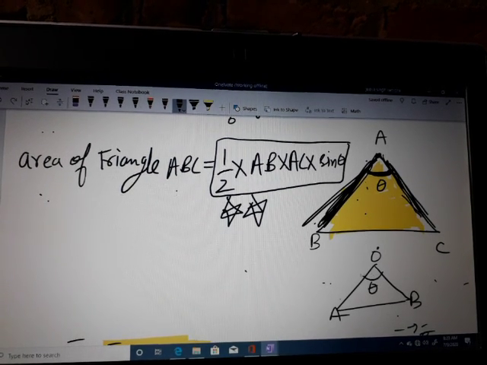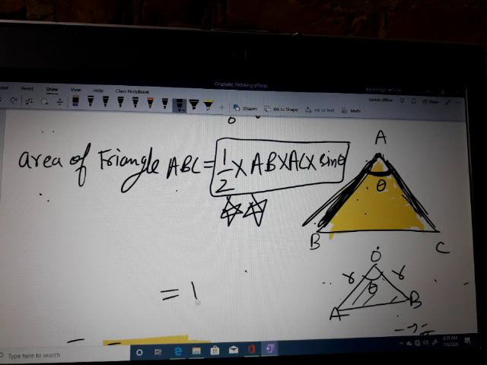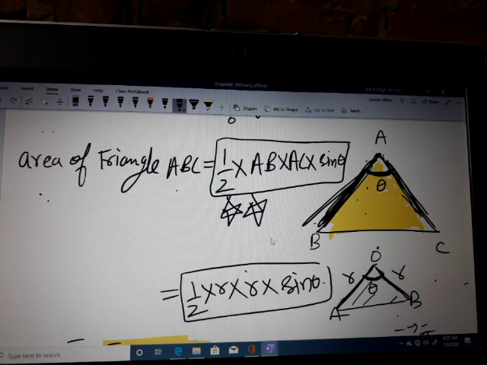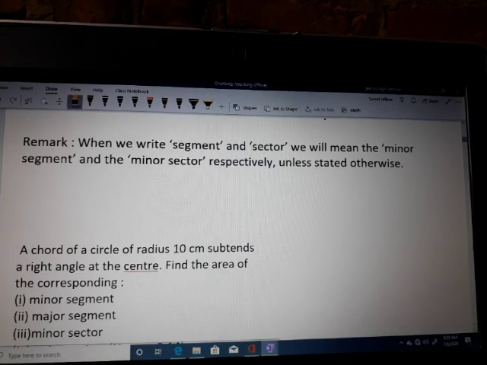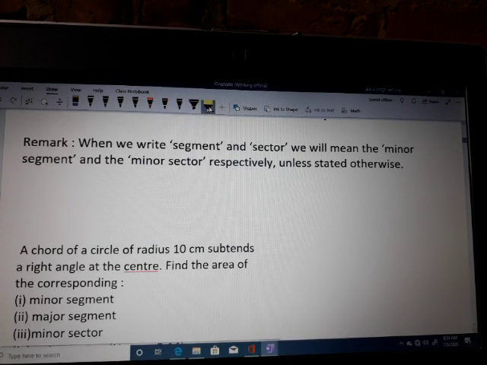In the case of the circle, we see this was the radius of the circle, and this was the radius of the circle. To find the area of this triangle, I simply use this formula: 1/2 into this side R, this side also R, into sin theta of this angle theta. That was the result I already proved above. Let's start the questions.